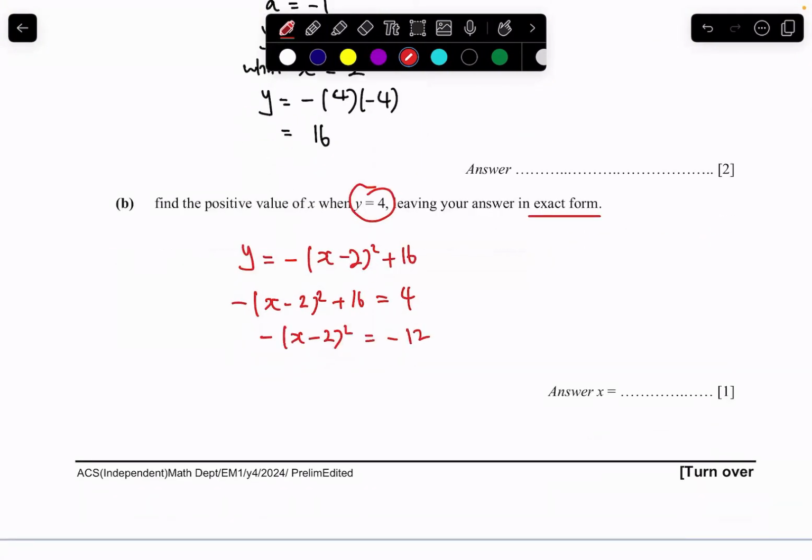Take away the negative from both sides, (x minus 2) squared equals 12. Take the square roots on both sides, and the square and square root cancel. So x minus 2 equals plus minus the square root of 12. So x equals negative 2 brought over, 2 plus minus square root of 12. That is my exact answer: 2 plus minus square root of 12.